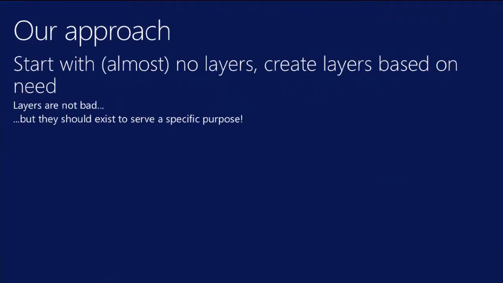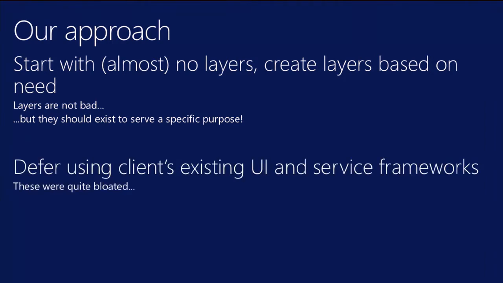So our approach essentially: start with almost no layers, and create layers based on need. I'm not saying that layers are bad. I'm just saying that each layer needs to do something interesting, and you need to be able to justify the existence of a layer. The client had a lot of big in-house frameworks, a UI framework, and everyone agreed that this was very bloated. So we said, let's not use that. I mean, by habit, everyone would use the UI framework and every other framework that the client had. We said, let's not do that, because we probably don't need it.